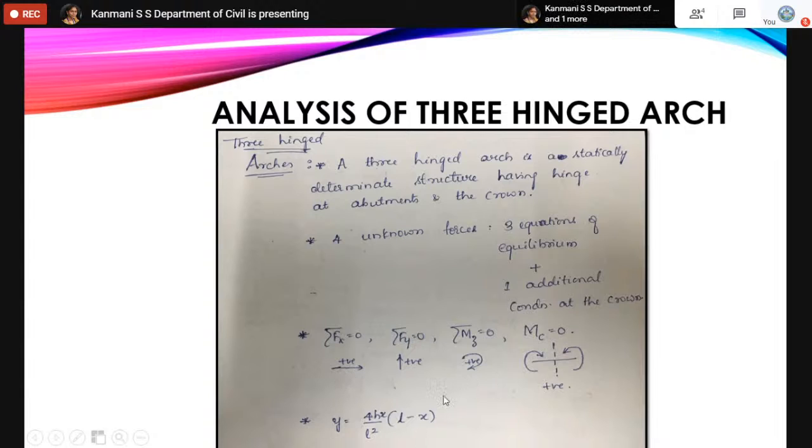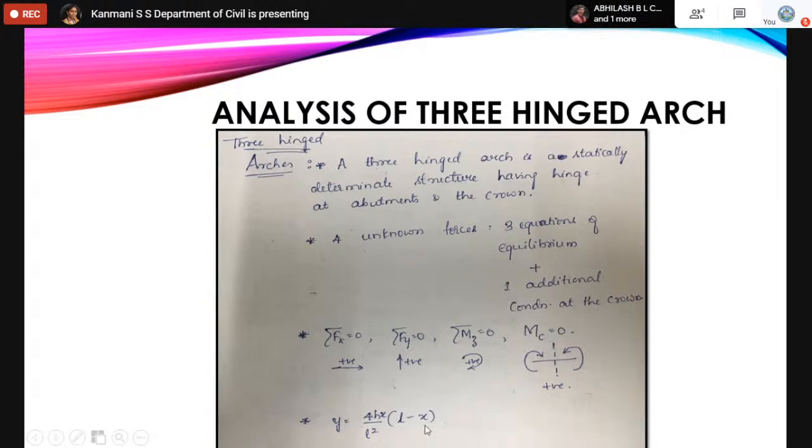These 3 are equations of equilibrium. Especially look into this moment. Clockwise moment is positive in this case, where MC is the moment at any section. If you take moment at any section X or C or anywhere in between the beam, if you want the moment, not the algebraic sum of moments, just the moment, then this is the sign convention that we should use.